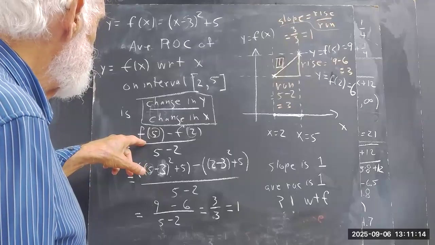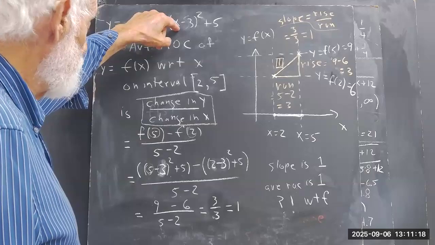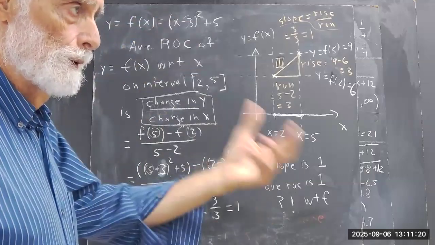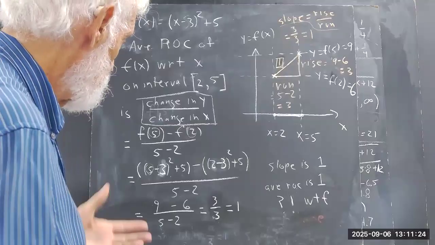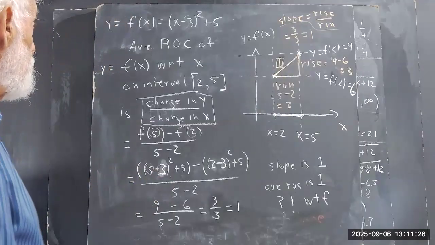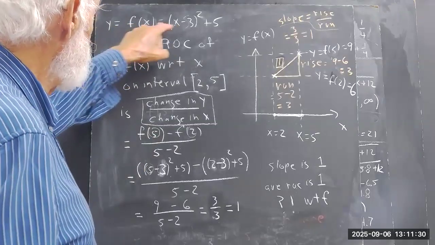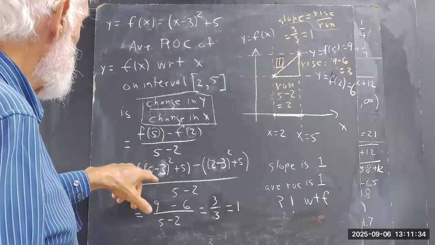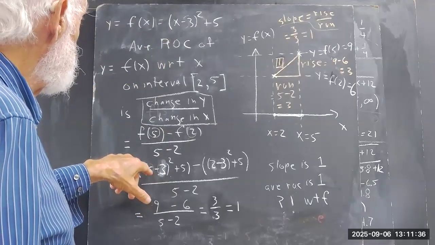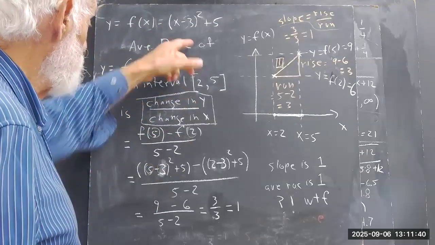f of 5 is easily calculated. You plug 5 in for x. Now, hopefully you've digested what we did previously in the quiz, and you understand function notation well enough to see what's going on. Again, f of 5 means x gets replaced by 5 everywhere, on both sides of this equal sign. And you get quantity 5 minus 3 squared, and you have 5.